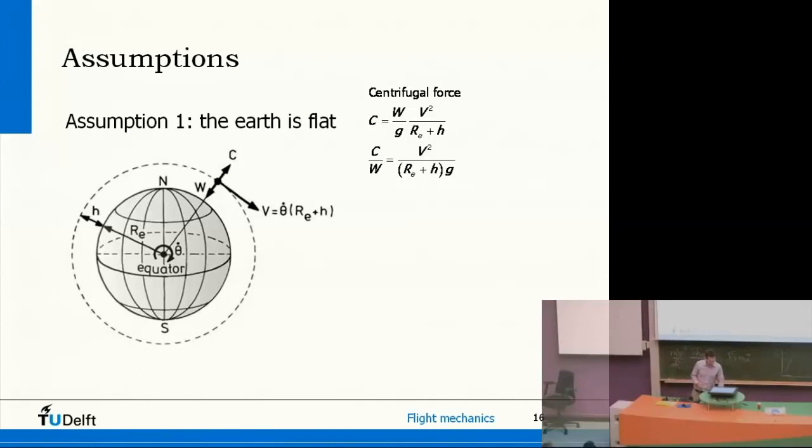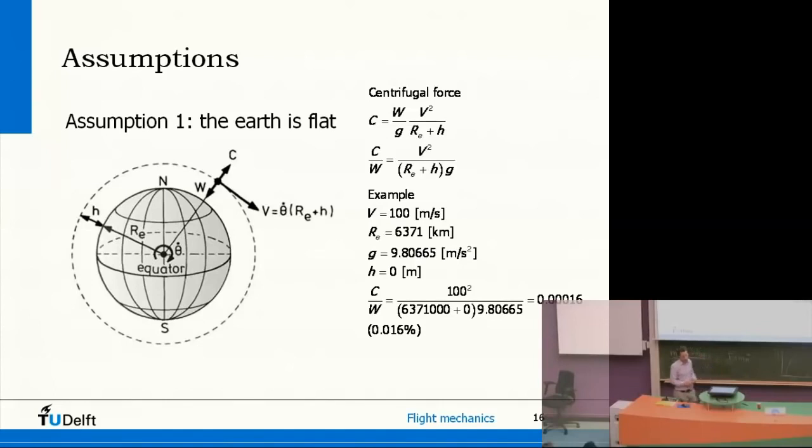Now, just some numbers. This is an example. V is 100 meters per second. You can calculate how many kilometers per hour it is, but it's approximately Mach 0.3, so it's fairly slow flying. The radius of the Earth is given. Let's say we're at 0 meters altitude. And then you can see that in this case, C divided by W is 0.00016, so 0.016%. So that's really negligible, and you can leave this out of the equation.